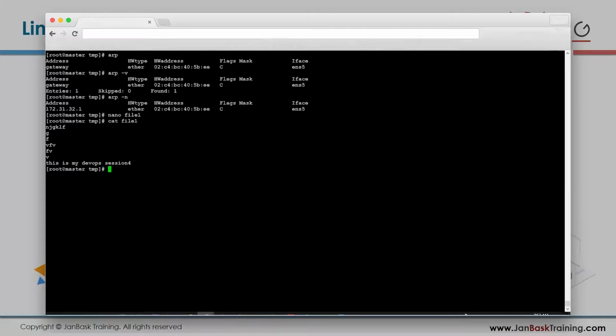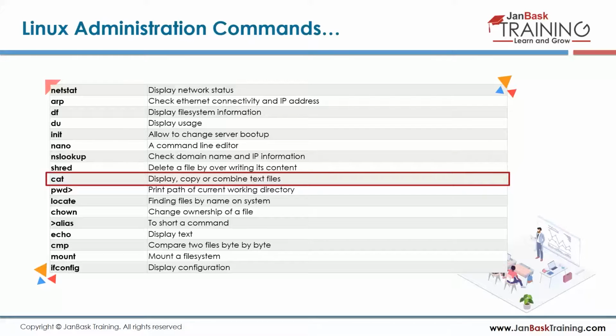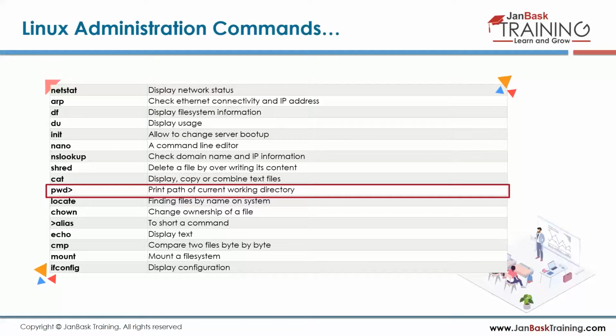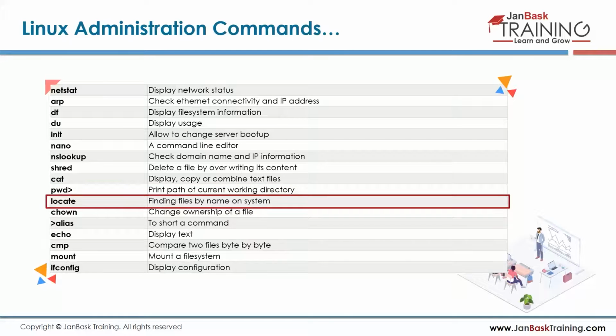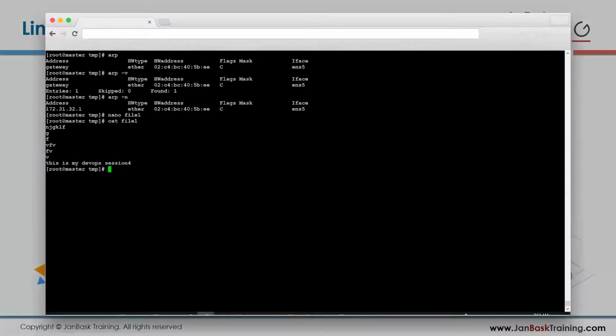We have seen in our previous example that touch is the command by means of which we create an empty file. Nano is the command which allows me to create or edit or delete any of the content from a file. And of course, cat is the command to display the content of a file. pwd is the command which we already have seen, printing the current working directory. Locate is the command which is used to locate where exactly my file is present. Chown command is also one of the very important commands.